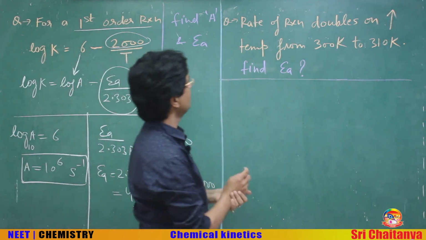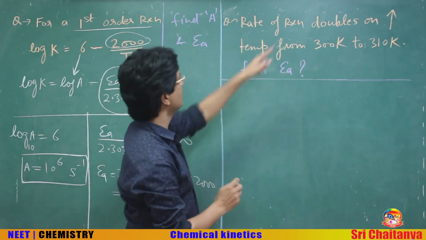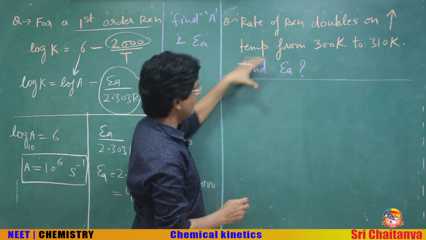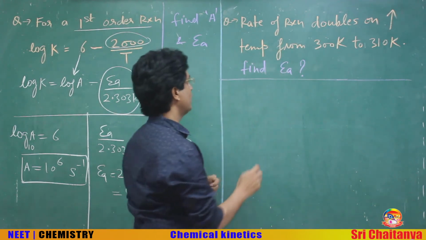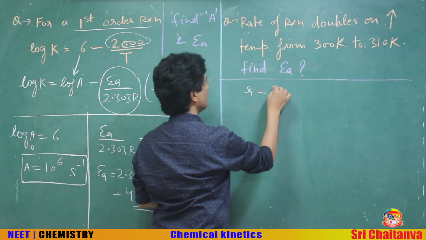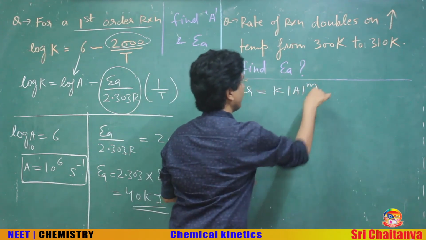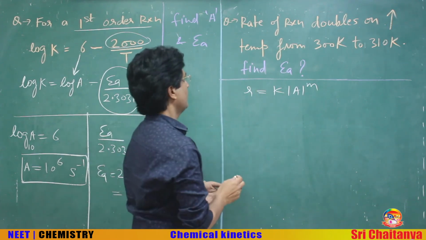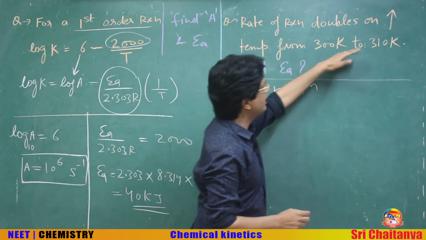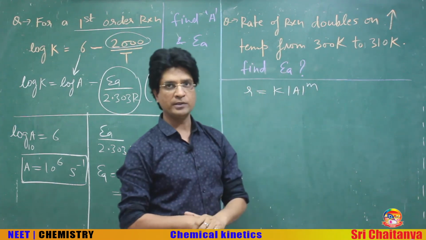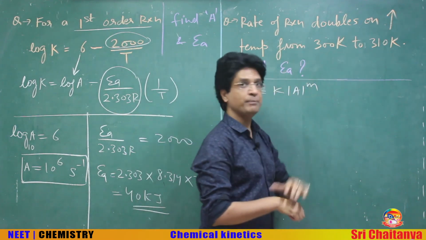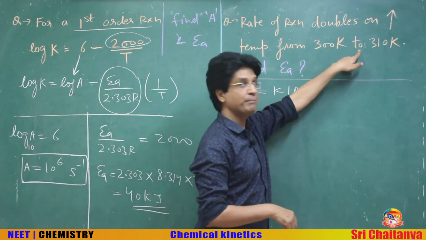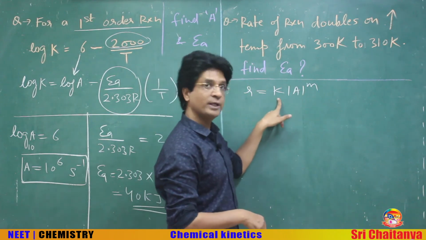Now let us come to this question. It says that the rate of reaction doubles on increasing temperature from 300 Kelvin to 310 Kelvin. Find the energy of activation in that case. Now let's say that the rate law is R equals k A to the power of m. I do not know which order this reaction belongs to, but let it be m. Now I know that on increasing temperature the rate will increase, and a change in temperature will affect what? The rate constant and not the concentration. So on increasing temperature both rate and rate constant will change.